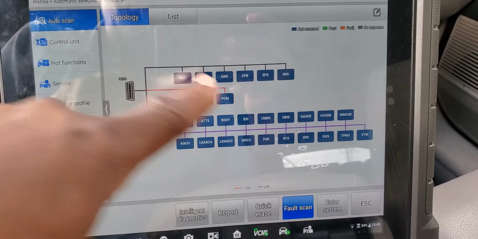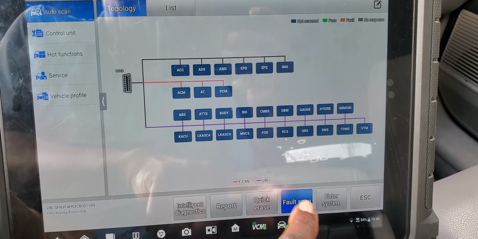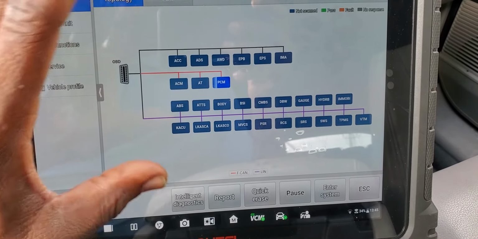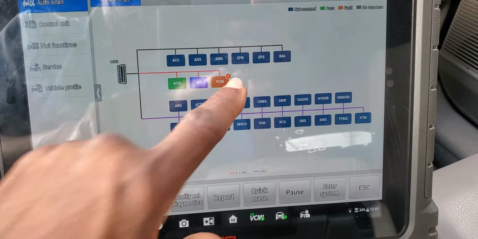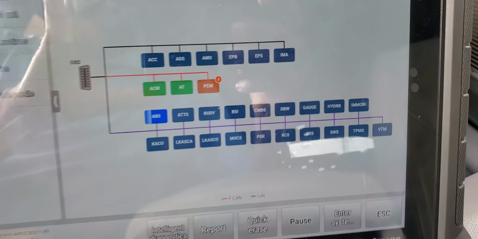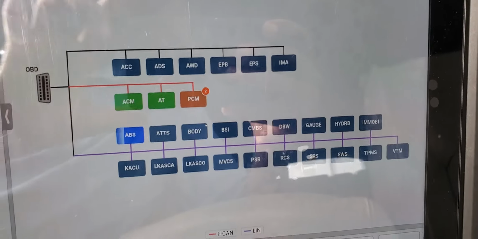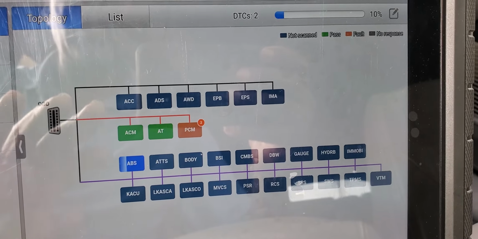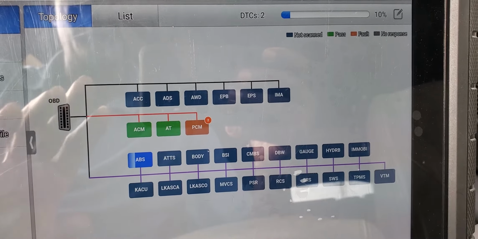You will not know which computer is available in this car until you run a scan. When you run a scan, any computer that is gray, that means you have code. You see, like here, engine, you have 2 codes. Green means that computer is available and it has no problem. When you say gray, that means this computer is not inside the car. It's not designed for this car.